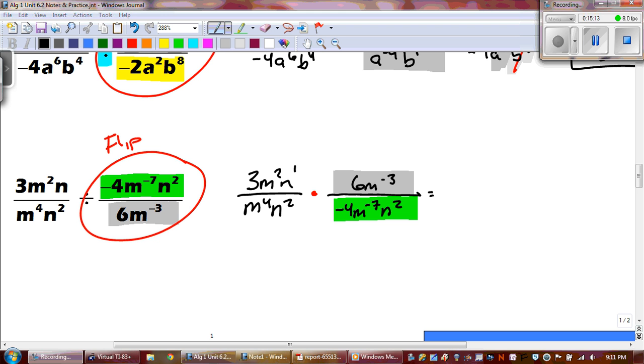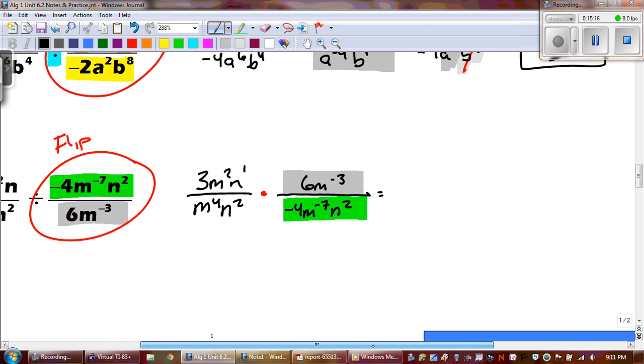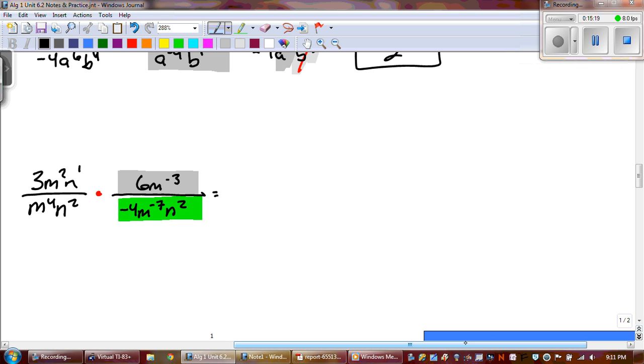Okay, so you should have gotten 3m squared n to the first over m to the fourth n squared times 6m to the negative third over negative 4m to the negative seventh n squared. Okay, so let's multiply straight across. 3 times 6 gives us 18. 2 plus negative 3 gives us negative 1. And then we have n to the first power. Okay? So we have no coefficient, so it stays negative 4. M to the negative 3, n to the fourth power.